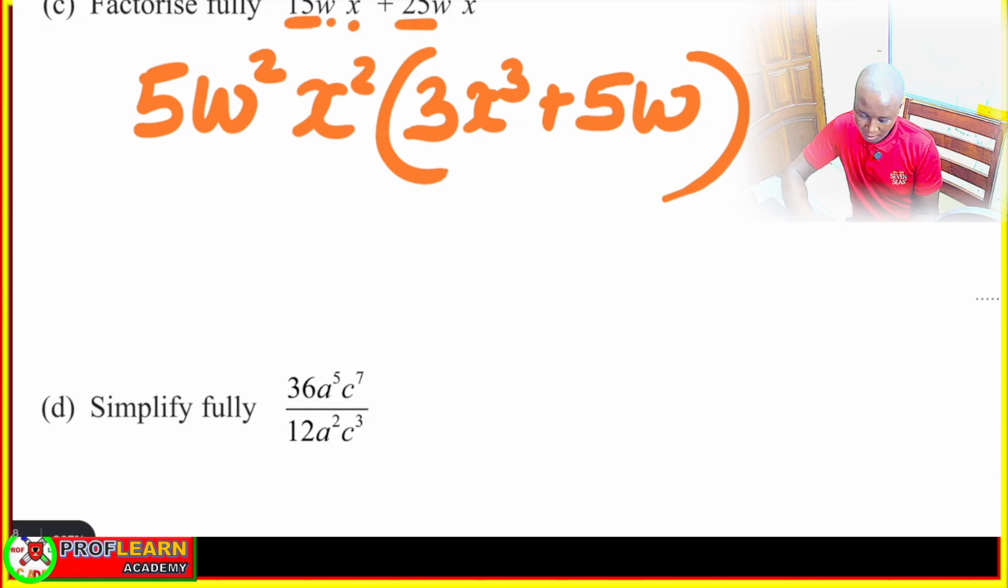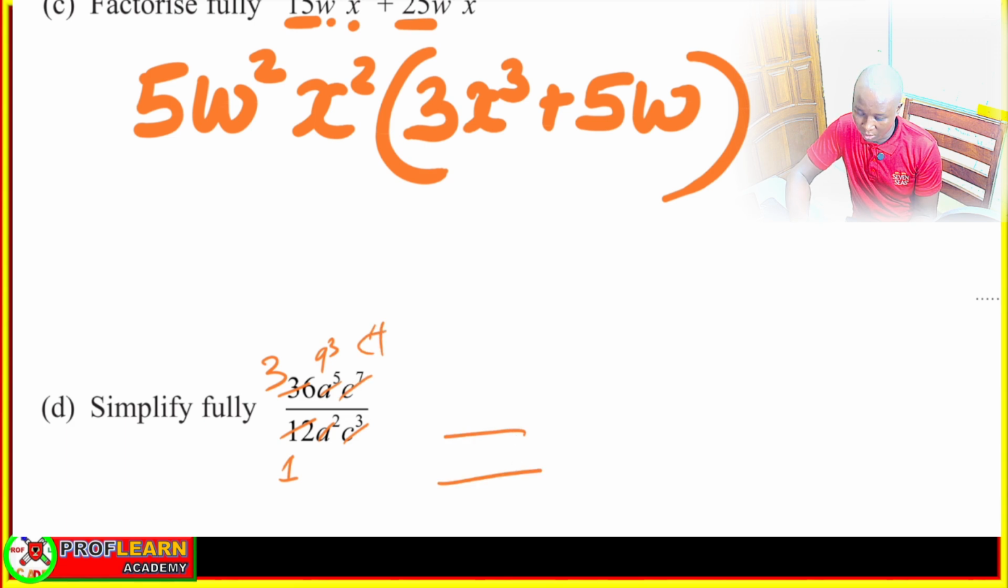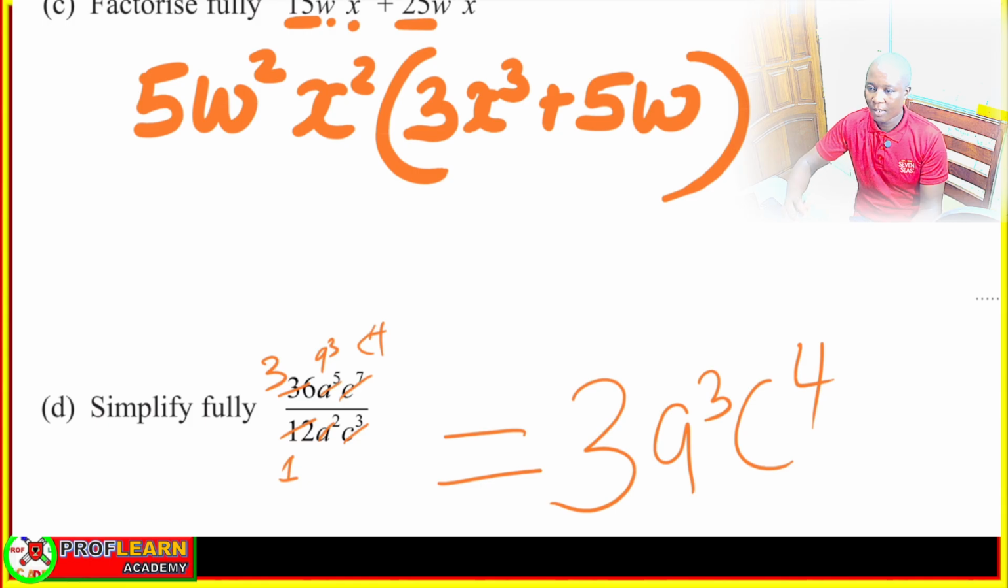And for this part that we have here, 12 can go here once, can go here 3 times, and a power 2 will cancel with a power 5. So we are going to remain with a power 3 at the top. And this c power 3 will cancel with this, and we will remain with c power 4. So the final expression is going to be 3 a power 3 c power 4 as the final answer. So those are the kind of questions that will never miss in paper one. You'll be given questions that are related to that.